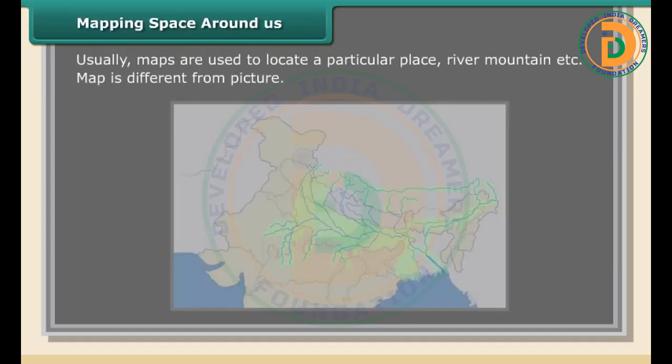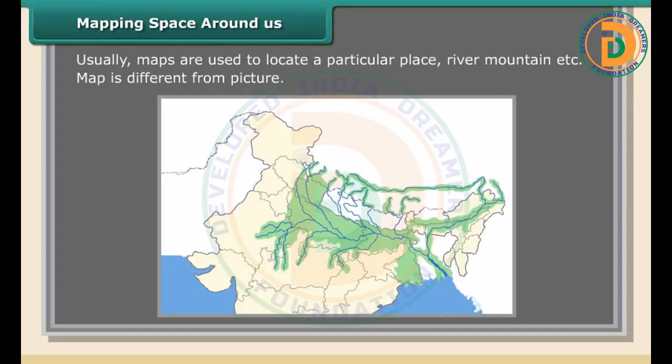Mapping space around us. Usually maps are used to locate a particular place, river, mountain, etc. Map is different from picture. This map is drawn by Radha. In this map, the route from her house to her uncle's house is shown.